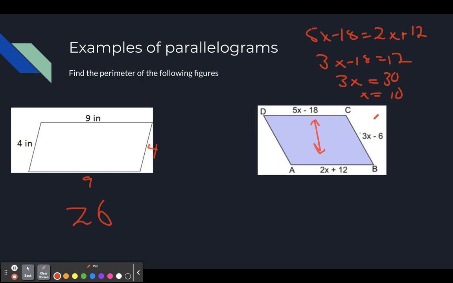That's not necessarily what the sides are. So we plug 10 in for x. 2 times 10 is 20, plus 12 is 32. So this side length is 32, and because they're opposite sides, we know that they're equal. Also, we can plug that in: 5 times 10 is 50, minus 18 gives us 32. Over here, we plug 10 in for x. 3 times 10 is 30, minus 6 gives us 24, which means that because it's a parallelogram, that side is 24. So now we just do 32 plus 32 plus 24 plus 24, and that adds up to 112. So that's perimeter. Just have to add up all of the sides.